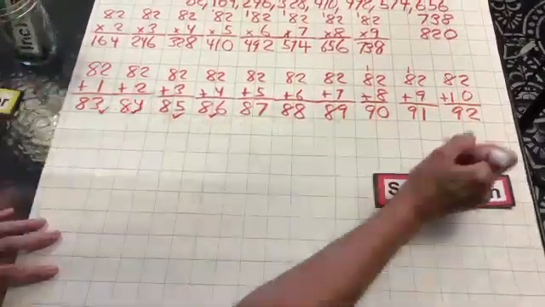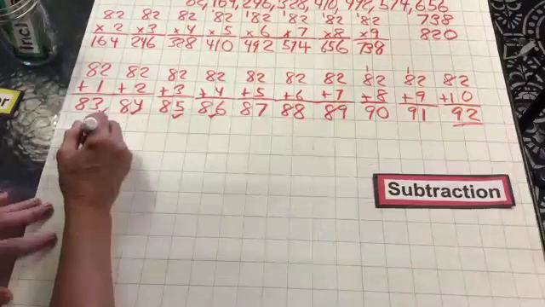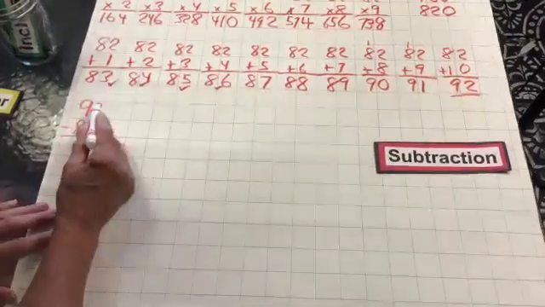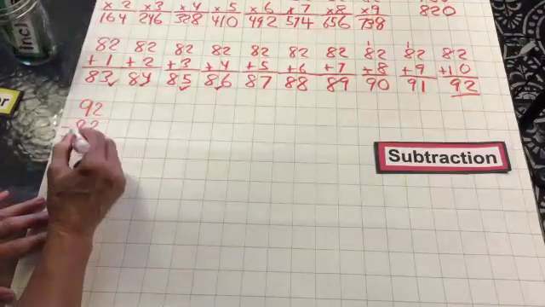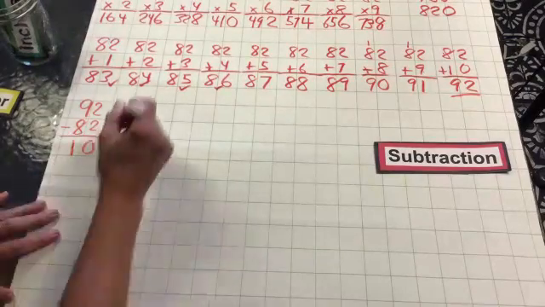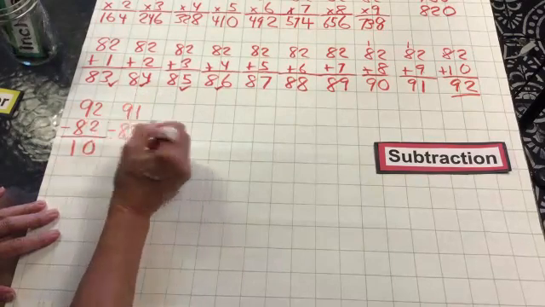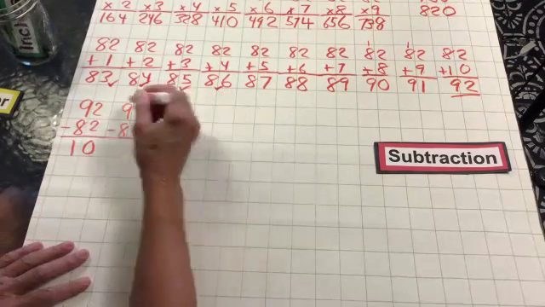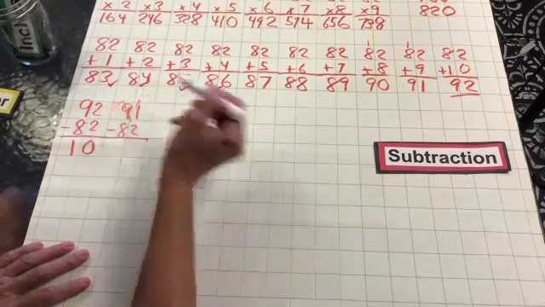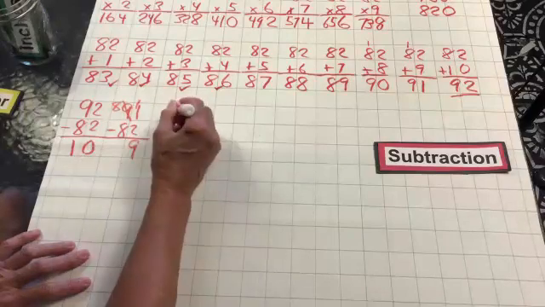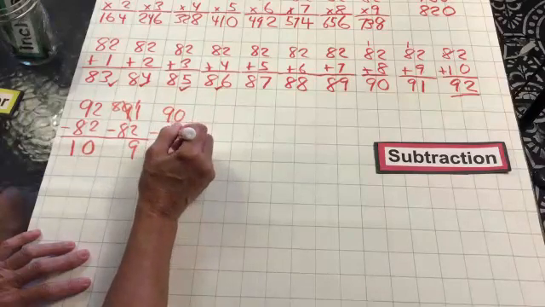So here we go. We're going to start with the last sum, 92. 92 minus 82. 2 minus 2 is nothing. 9 minus 8 is 1, so that's 10. 91 minus 82. 2 from 1 cannot do. Borrow from the 9, leaving 8, making that 11 minus 2 is 9. 8 minus 8, nothing.